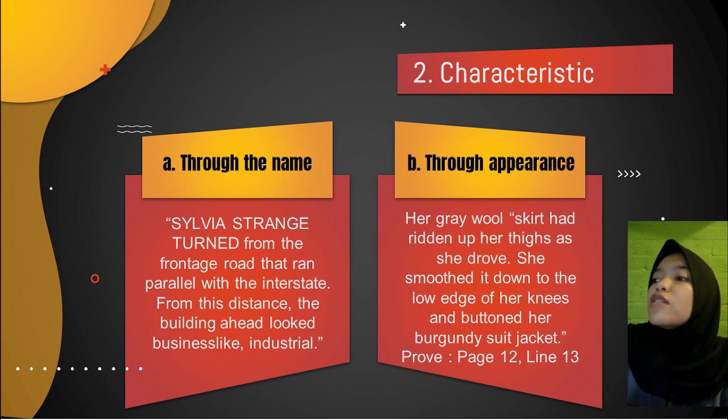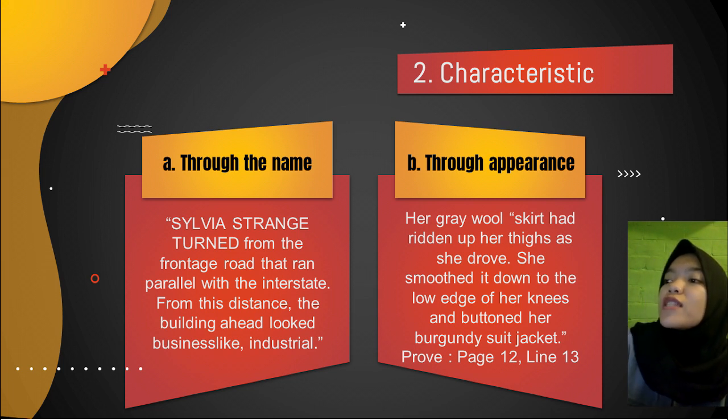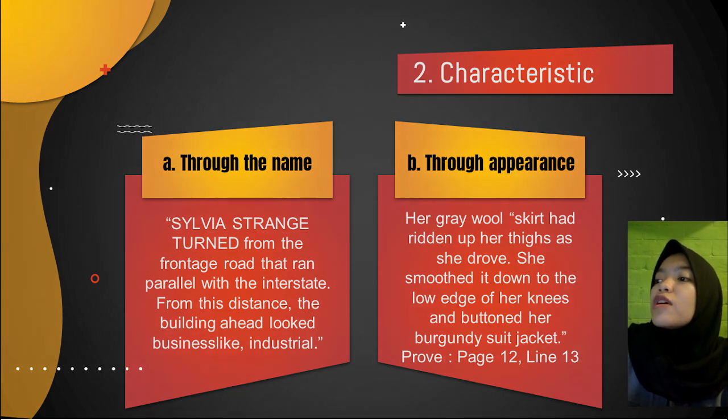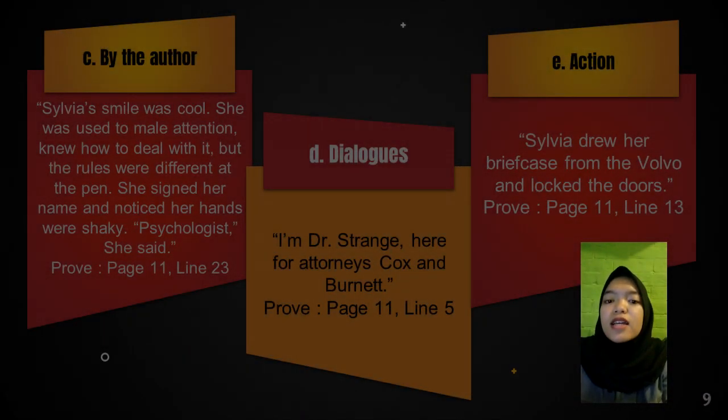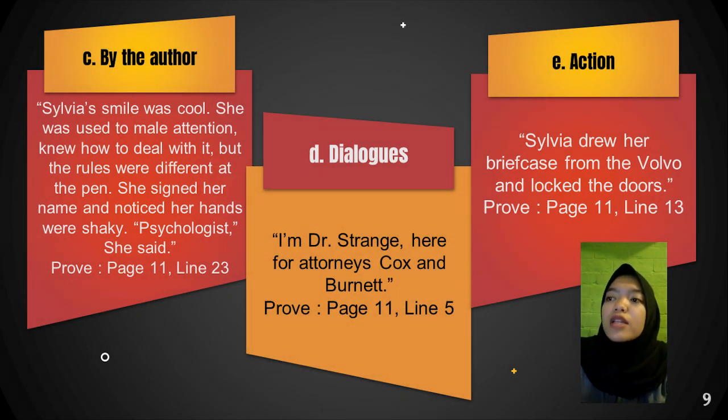Her gray wool skirt had ridden up her thighs as she drove. She smoothed it down to the low edge of her knees and buttoned her burgundy sweat jacket. Proof, page 12, line 13. Next, page 9. C. By the author. Sylvia's smile was cool. She was used to male attention, knew how to deal with it. But the rules were different at the pen. She signed her name and noticed her hands were shaky. Psychologist, she said. Proof, page 11, line 23.